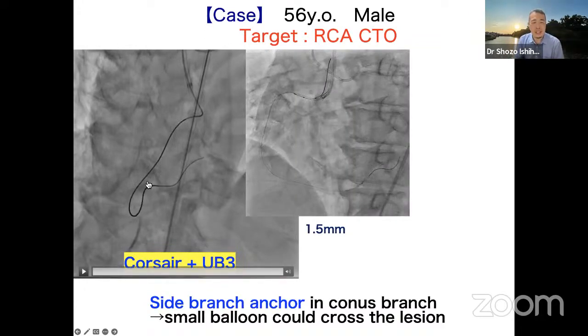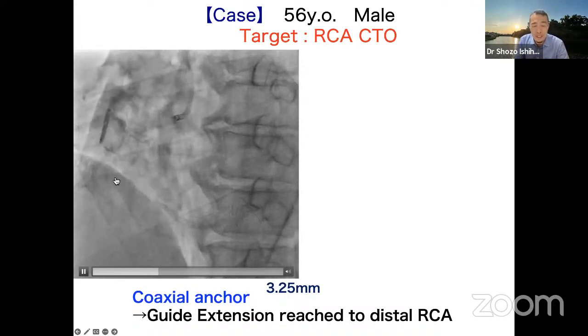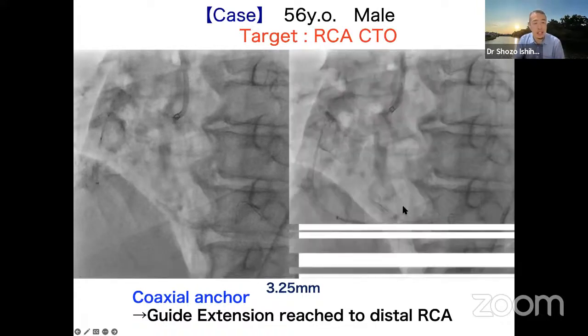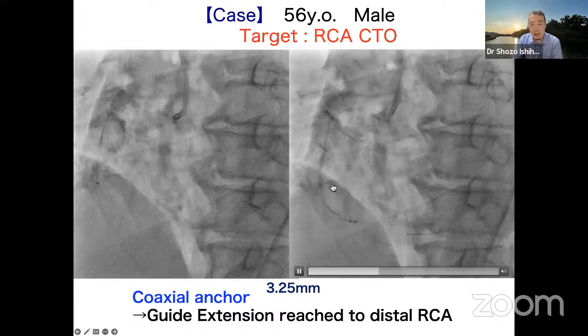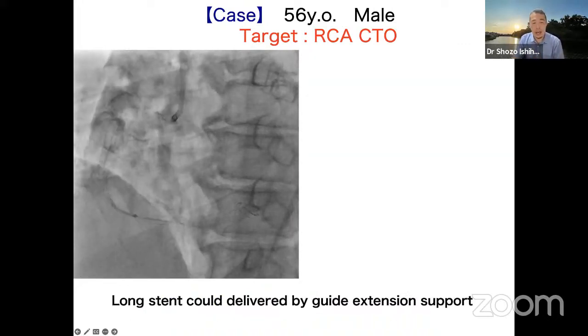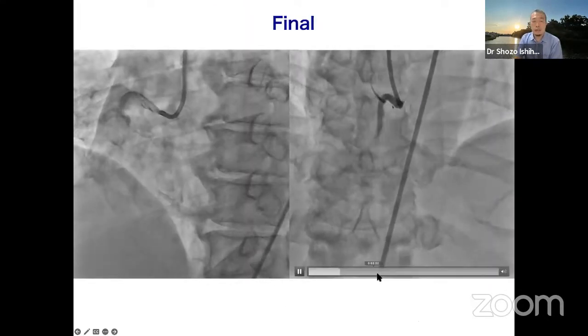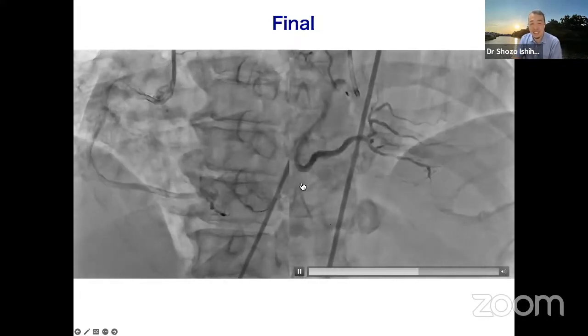But like this, the distal part has a very strong bend, so it was very difficult to advance the microcatheter and also a small balloon. So for this situation, anchor balloon is also important. Small balloon and 2.0 balloon opened up, but it was still difficult to advance the stent, so we can use the guide extension catheter. But for advancing the guide extension catheter, like this is a coaxial anchoring technique, balloon anchor at the distal part and advance my guide extension. And so finally, I can deliver the long stent to the distal part with guide extension support like this. This is the final result. Very nicely recanalized.